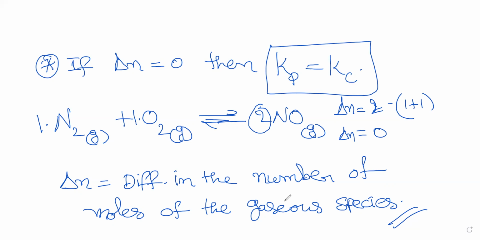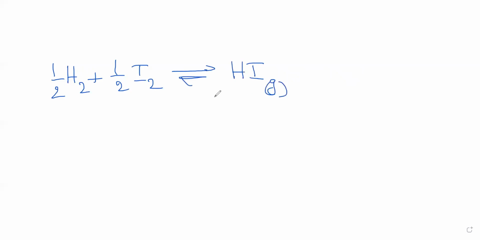Yes, sir. Yes, good. So let us do it here. One more thing: half H2 plus half I2 gives rise to HI gas. All these things are gases. And now what would be delta n here? Can anyone guess and tell me how to calculate delta n here? Please let me know.